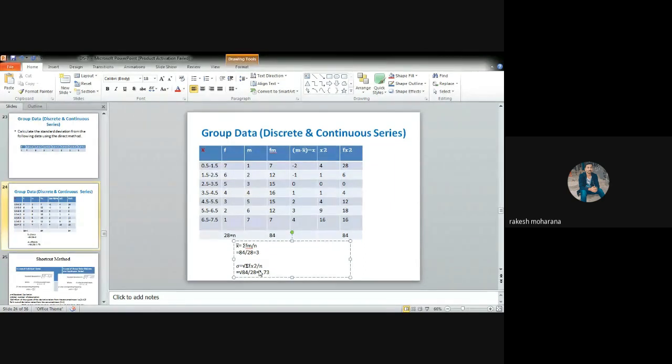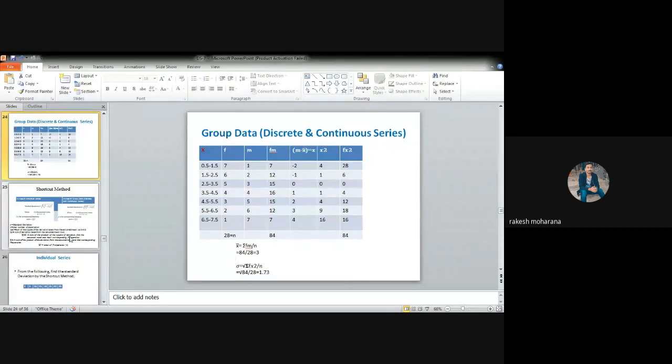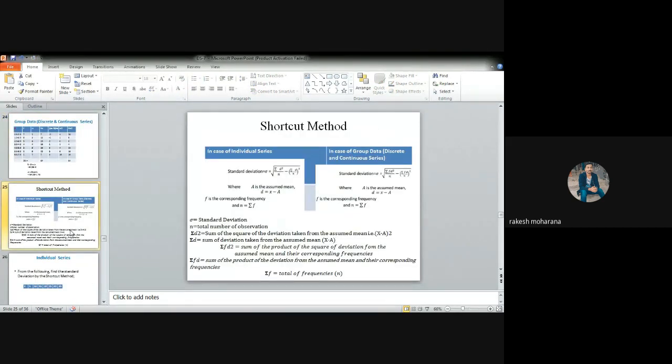Is it clear to all? Yes, sir. Okay. Moving to the next one. Just note down the formula in case of shortcut method. Next class or day after tomorrow we'll proceed in case of shortcut method. I repeat, day after tomorrow we'll proceed for the shortcut methods.